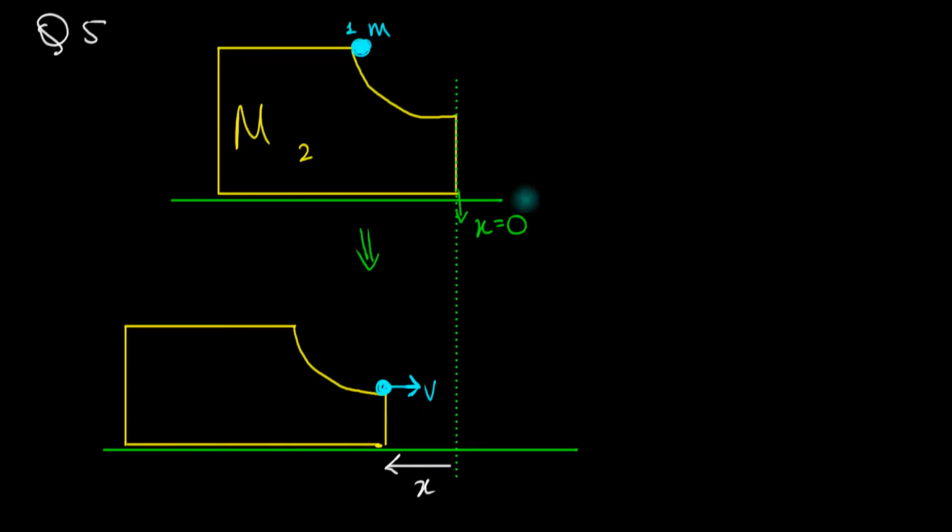Alright, so here's the situation. We have this frictionless floor and the mass drops down and the radius over here is R. This radius is R.